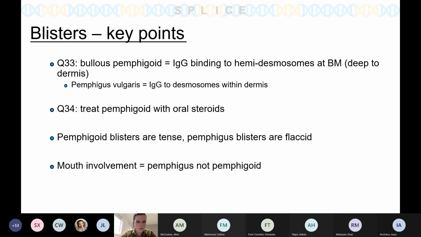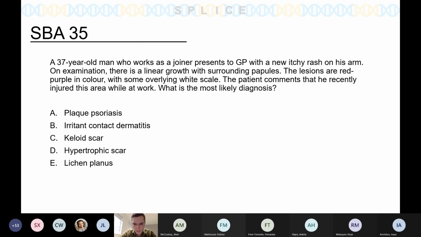And just a couple of key points of blisters, which I think we've basically gone through. And then we've got one more little section of SBAs before we're going to put them to the side and do some spot diagnoses, just for fun, really. So if we can have an SBA, yeah, cheers, Isaac. Let's see what you all think of this.